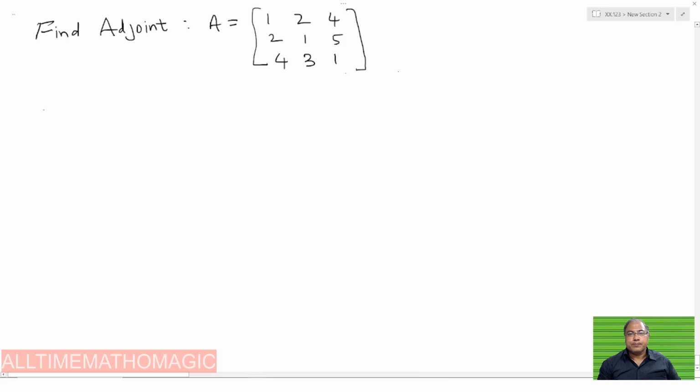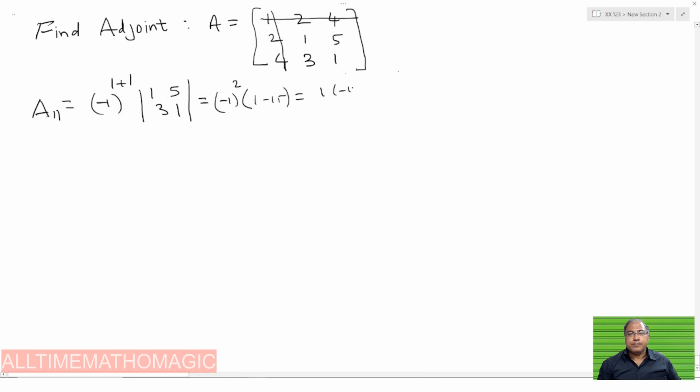Now we'll find the cofactor of each element, that is A11 is equal to minus 1 raised to 1 plus 1. Here is 1, 1, so delete the first row and first column. What are the numbers? 1, 5, 3, 1. This is equal to minus 1 raised to 2. Here it is 1 minus 15, that is 1 into minus 14 equals minus 14. Therefore, A11 equals minus 14.